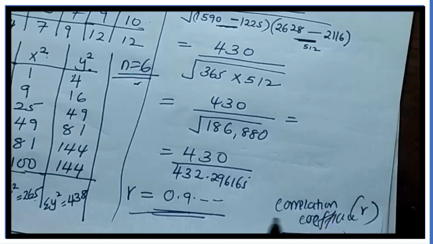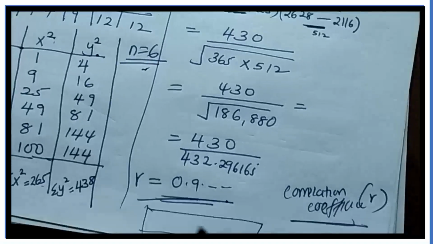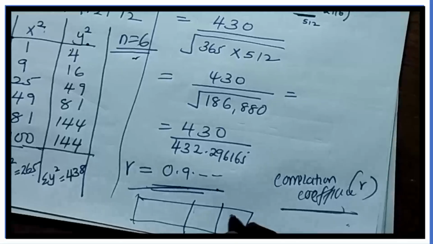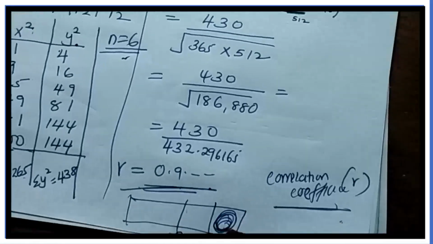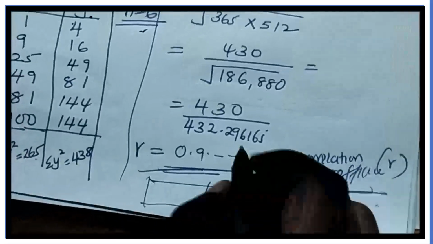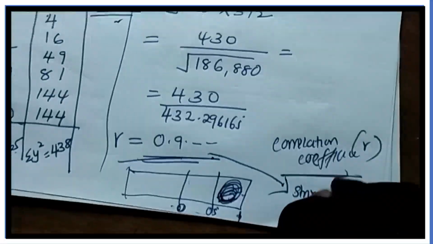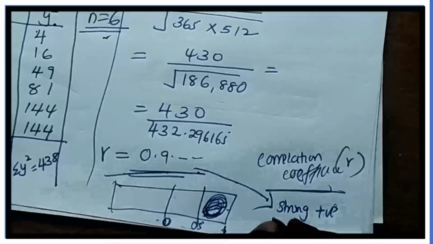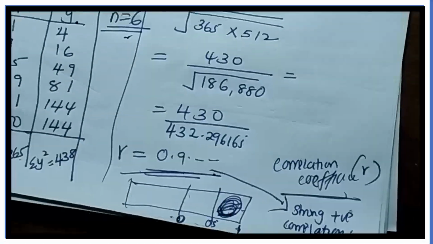Our R. That's how we get that. And in this case, if we are to use the illustration I showed, you'll find that your 0.9 is being found here, because if here is 0, 0.5, and here it's 1, you find that 0.9 we get. So we can be able to explain that we have strong positive correlation. That's how we calculate the correlation.